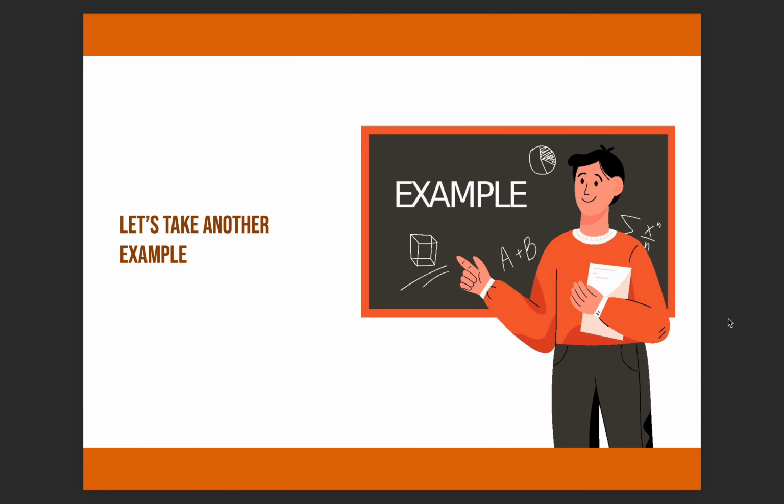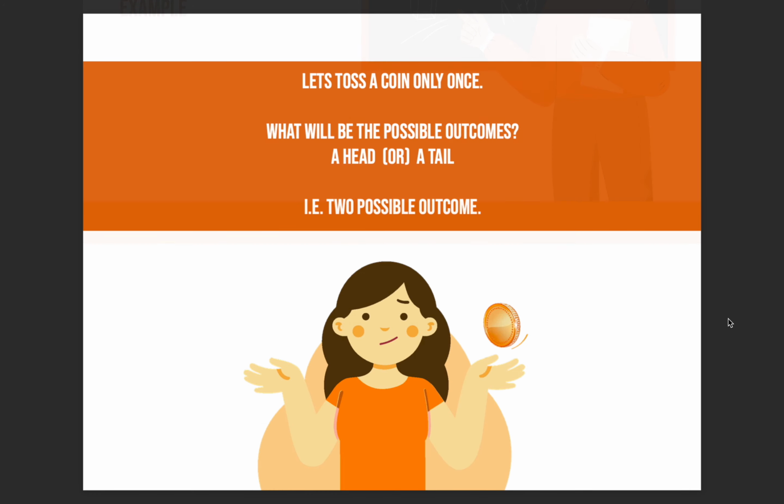Now let's take another example. Let's toss a coin only once. A coin has one face which is a head, and the other is a tail. That is only 2 possible outcomes, and the total number of possible outcomes is 2, because you'll get either a head, 1, or a tail, 1. 1 plus 1, that is 2.